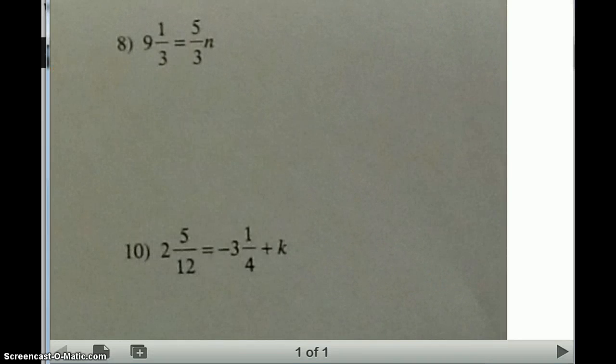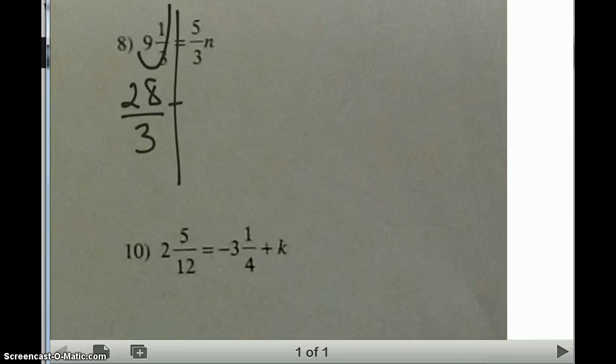Number 8 is similar. I see that I've got a multiplication in there. So I'm going to put my line down, and because it's multiplication, I can't leave this 9 1/3 that way. So I've got to J-hook that. 9 times 3 is 27 plus 1. 28 over 3 equals 5/3 n.